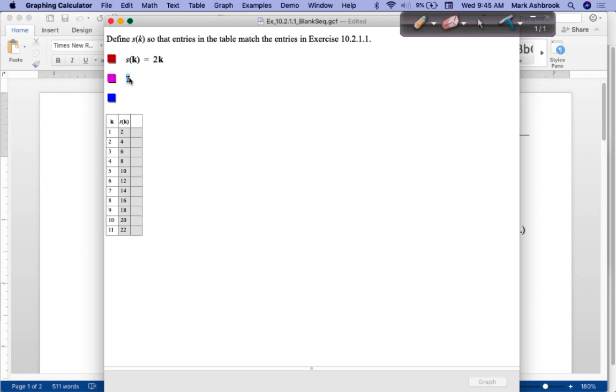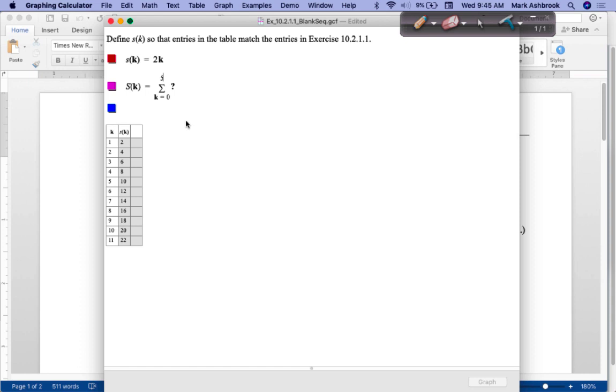So I'm going to need a new function, and we'll call it capital S for partial sum. That's going to be the kth partial sum. And so how do I express the kth partial sum? I'm going to do summation, so Control Shift S.